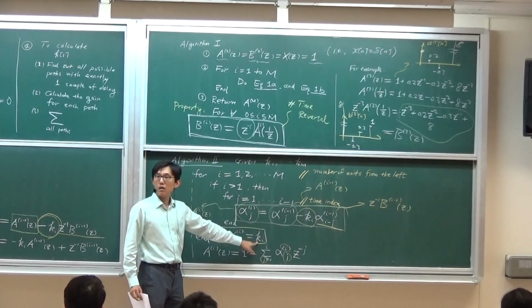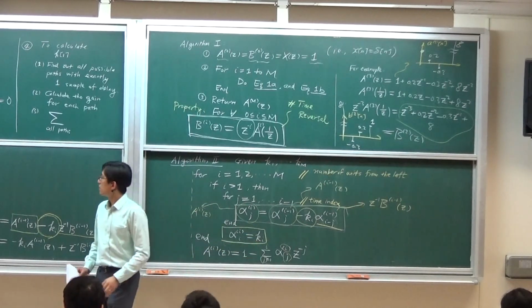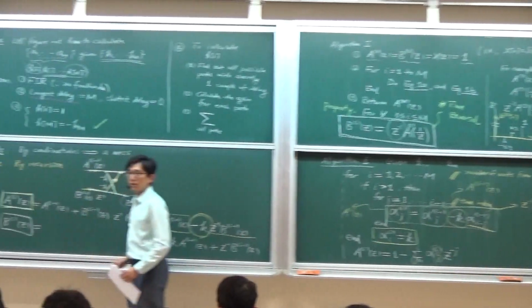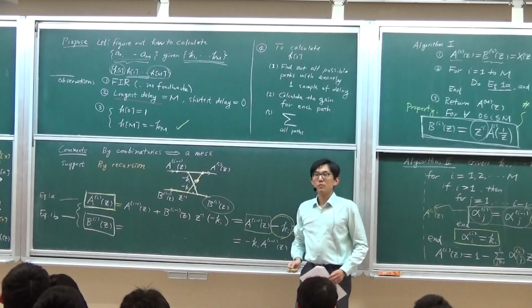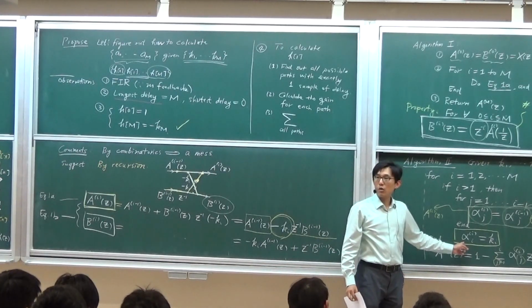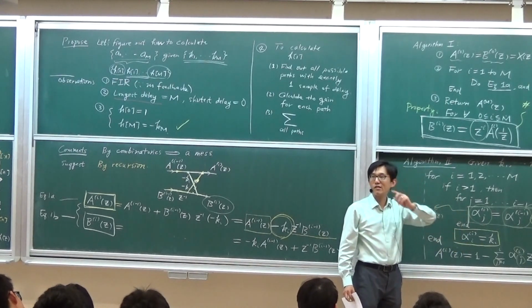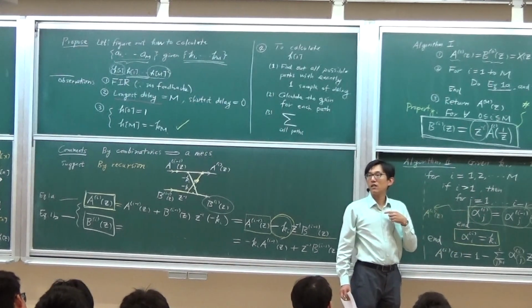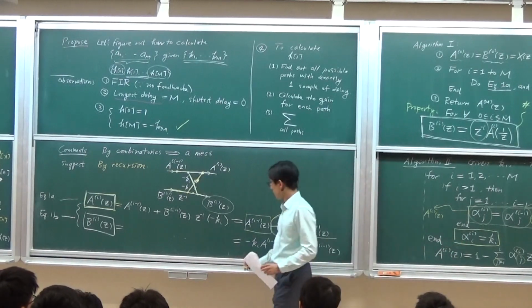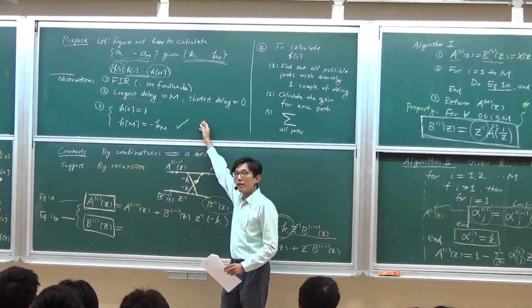Why? Because of this. Because the one last sample corresponds to the path that has the longest delay. So this final line is a result of our observation at the beginning.